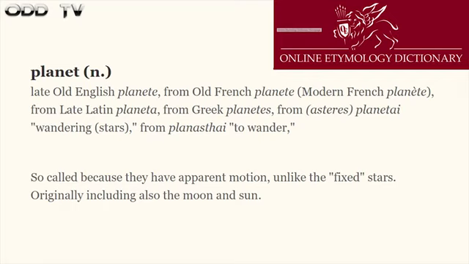Now let's keep going. From planistai, to wander, so called because they have apparent motion unlike the fixed stars. Originally included also the sun and moon. Okay, so they move in a completely different way than the regular uniform stars that all move the exact same. Also, Earth was originally not included because it's not a planet, it's a plane.